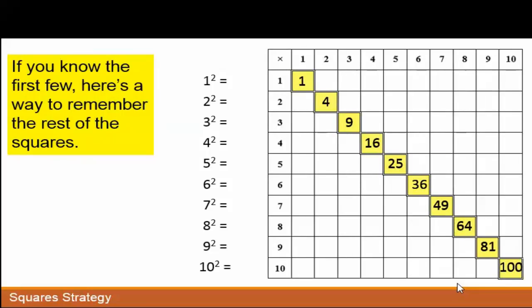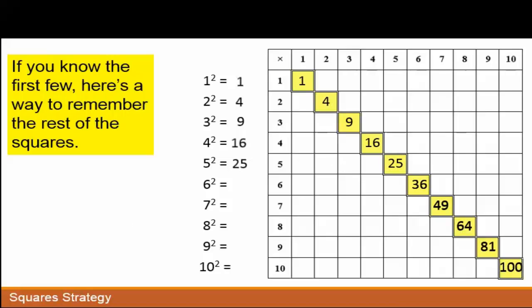The tip I'm going to show you here is that if you know the first few squares, it helps you remember the rest. 1 squared is 1, 2 squared is 4, 3 times 3 is 9, 4 times 4 is 16. Now we're going to be using these ones digits here, 1, 4, 9, and 16. Well, kind of the middle square is 5 times 5, which is 25.